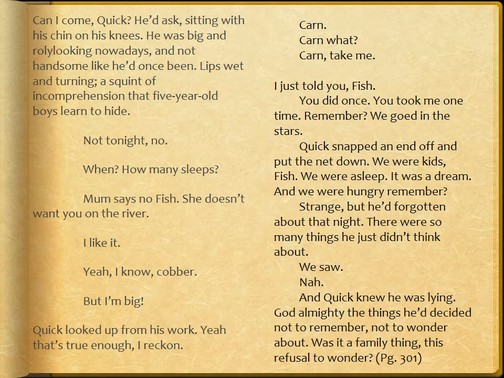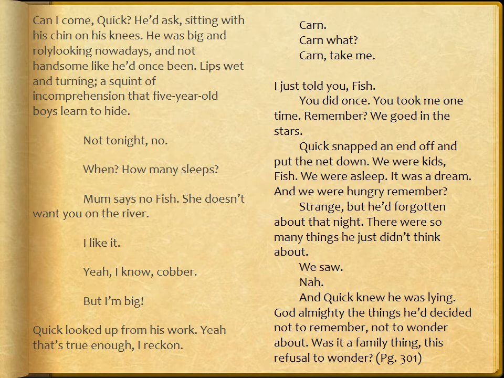"You did once, you took me one time, remember, we goed in the stars." Quick snapped an end off and put the net down. "We were kids fish, we were asleep, it was a dream. And we were hungry, remember." Strange, but he'd forgotten about that night. There were so many things he just didn't think about. "We saw, nah." And Quick knew he was lying. God Almighty, the things he decided not to remember, not to wonder about. Was it a family thing, this refusal to wonder?